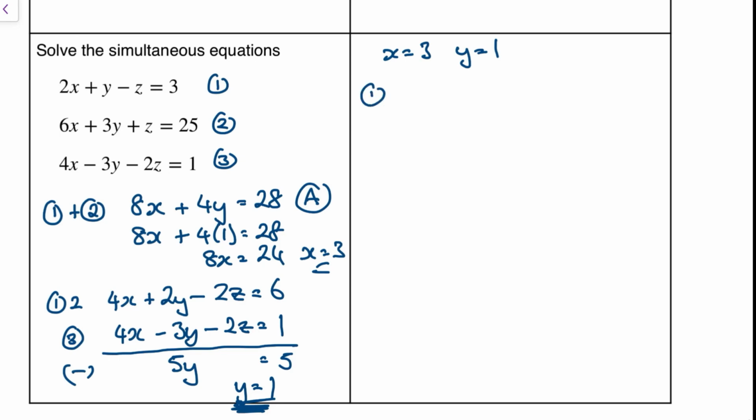And if we write down equation 1, substituting those in, I've got 2 times 3 plus y, which is 1, minus z that I don't know is equal to 3. 2 3s is 6 plus 1 is 7. Take away 7 from both sides, so minus z is equal to 3 minus 7, which is minus 4, which means z is equal to 4.